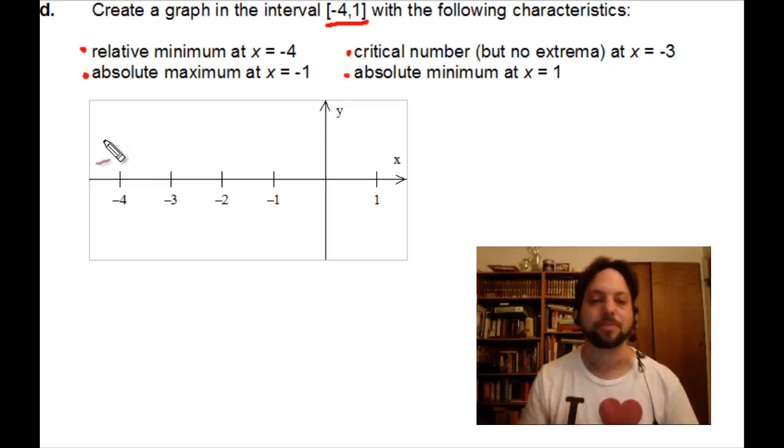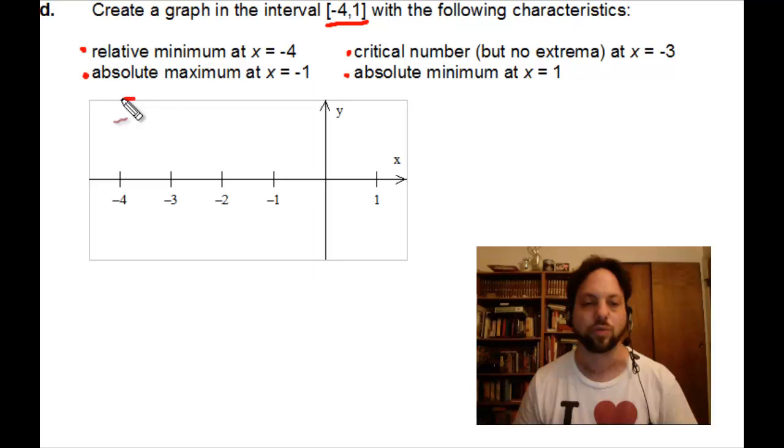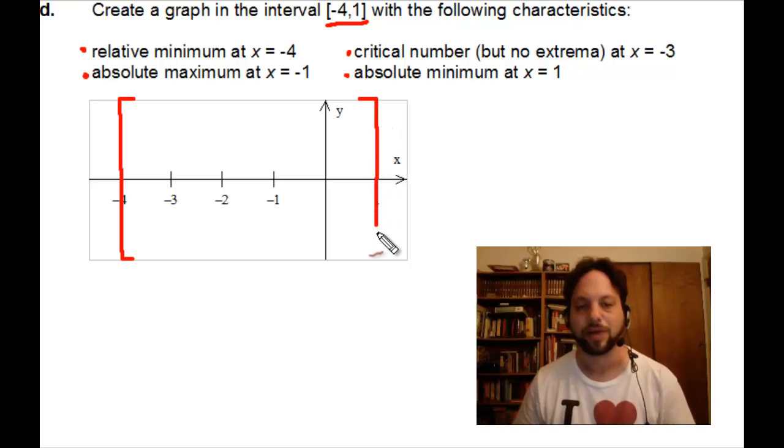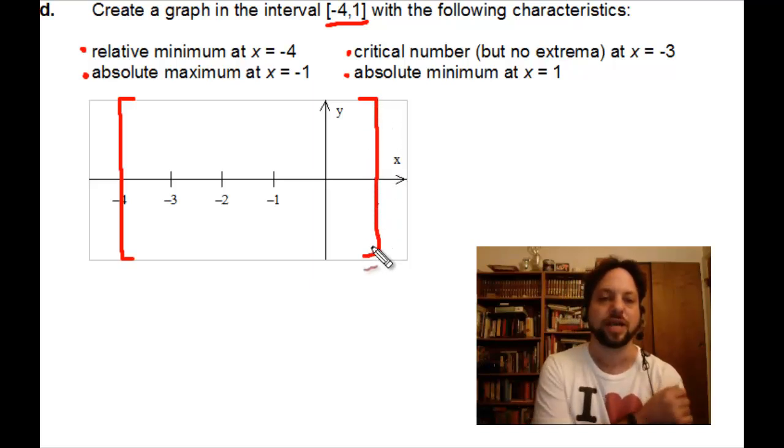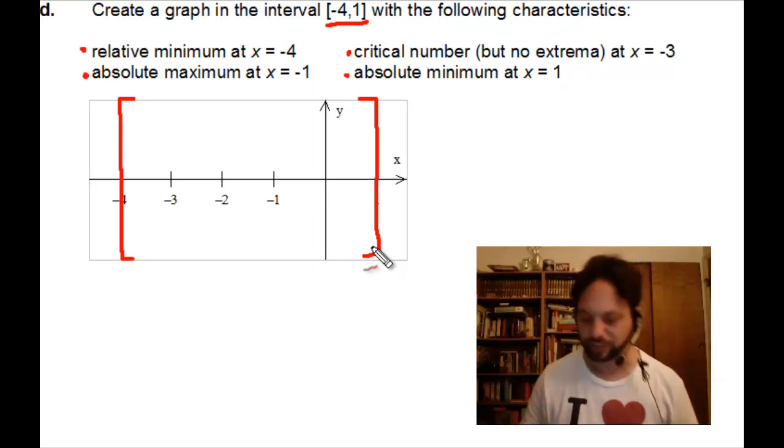However, by saying that it must be in the interval from -4 to 1, I'm going to go ahead and begin by simply blocking off that interval. That way I won't overextend my function and go places that I don't need to go.